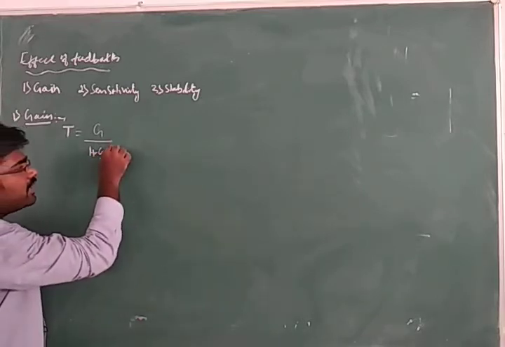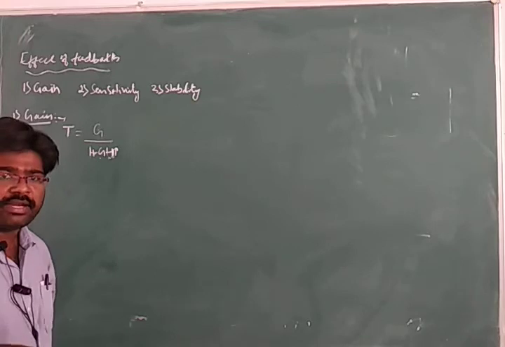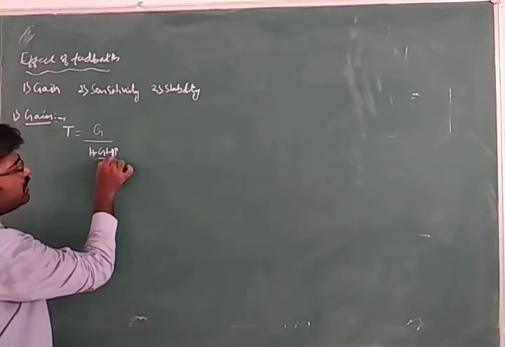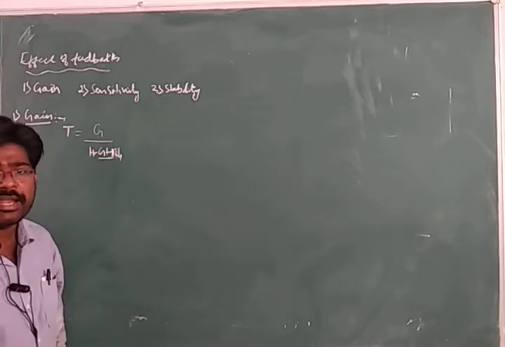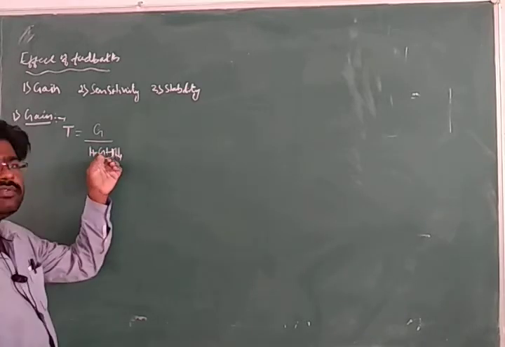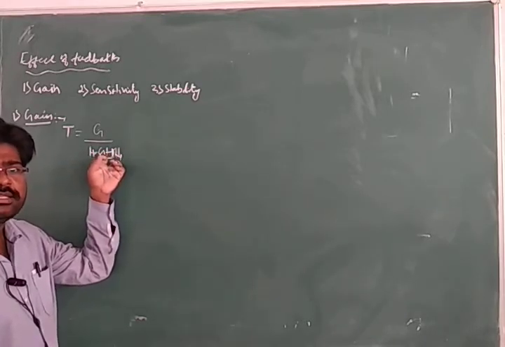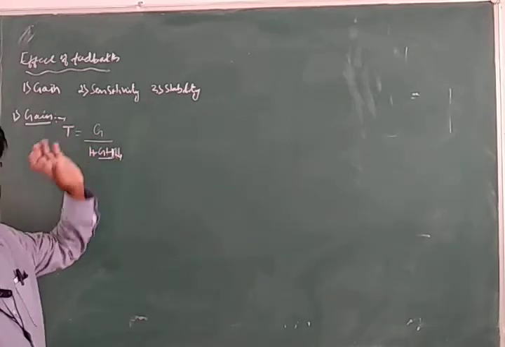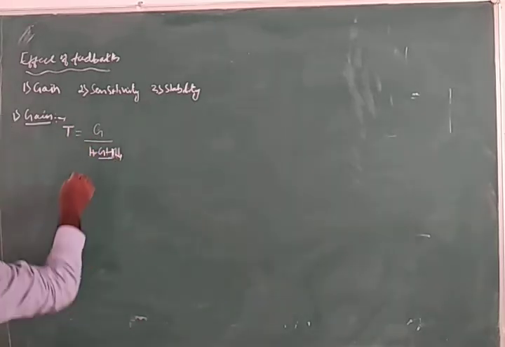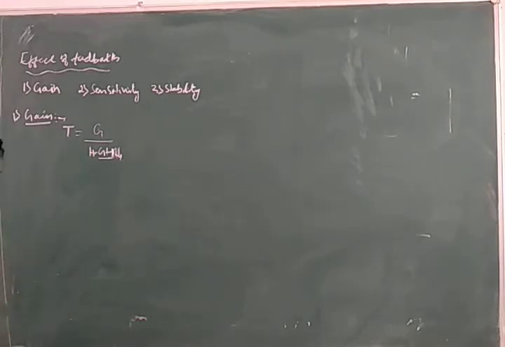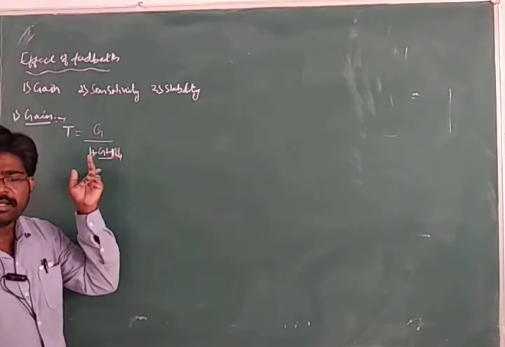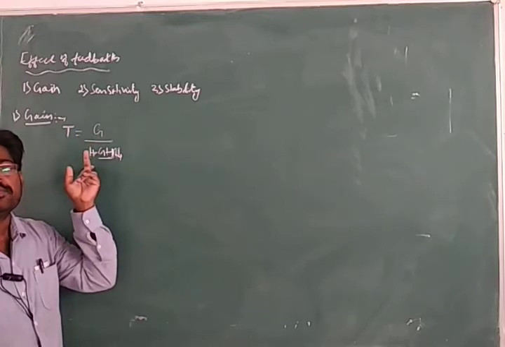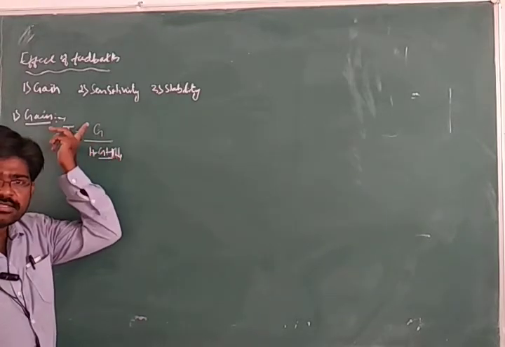For that, to have the better gain, the GH value should always be less than 1, or you can say negative. Then only we get the better gain. It means this 1 plus GH is nothing but the feedback. So if feedback is less, gain will be more. Okay, this is how feedback affects the gain.